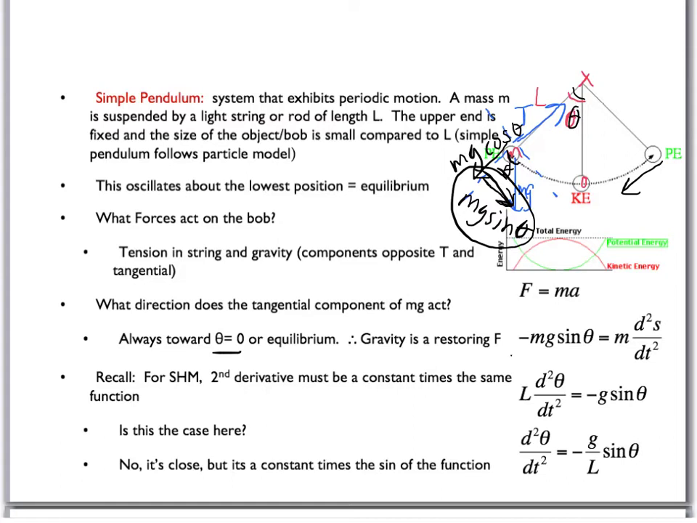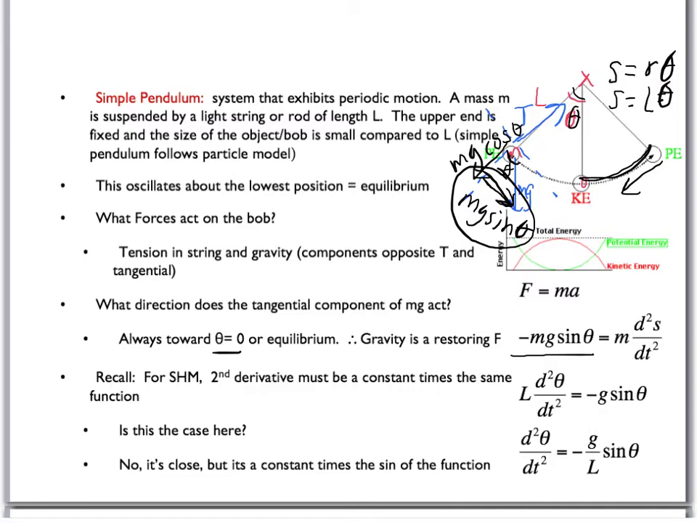So this mg sine of theta could be set equal to ma, where a is again the second derivative of the position. And position here is going to be defined as an arc length. Remember, arc length is equal to the radius times that angle theta. In this case, the radius would be the length of the string.